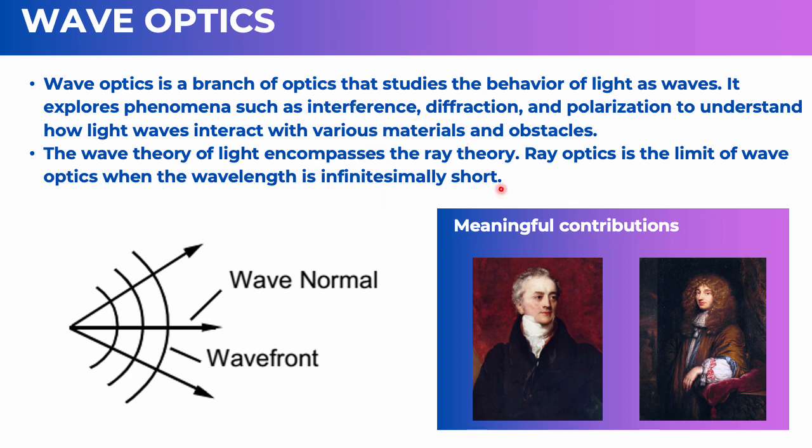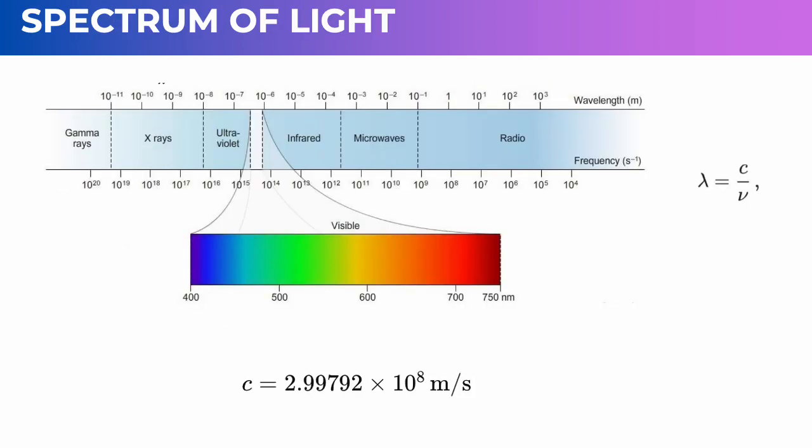So we will now look at a couple of concepts of wave optics, and then look at interference and diffraction in detail. In the spectrum of light, now that we know that light is a wave, it has a wavelength and a frequency, and they're related by wavelength times frequency is equal to speed.